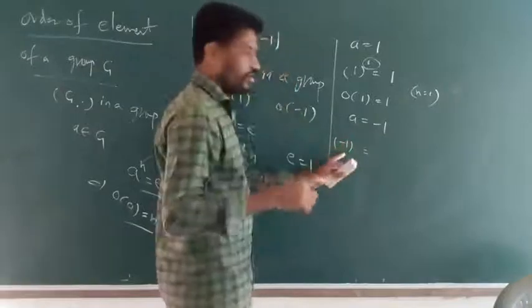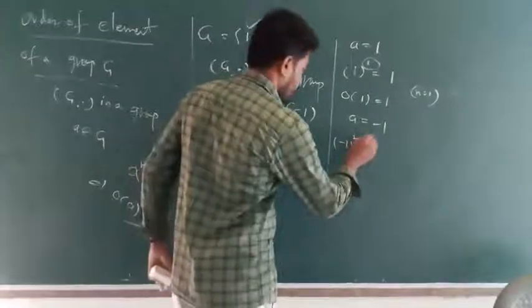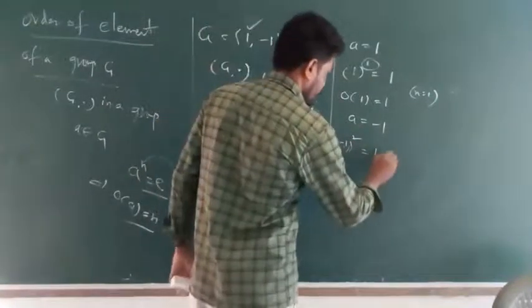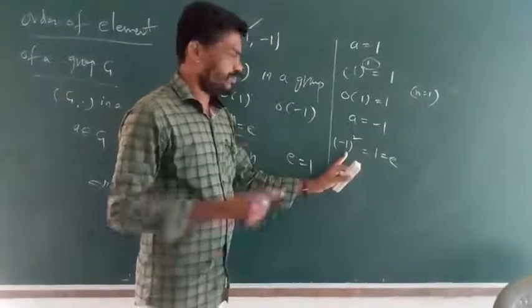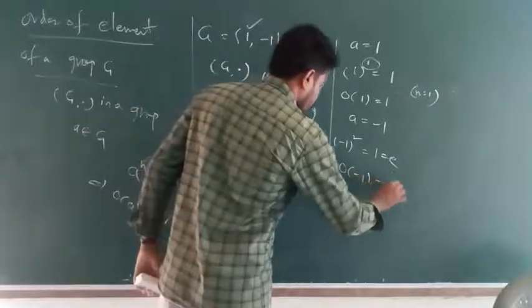So (-1)^1 = -1, that is not equal to the identity element. (-1)^2 = (-1) × (-1) = +1. So that is the identity element. What is e? e equals 1. So (-1)^2 means +1. So the order of -1 is equal to 2.